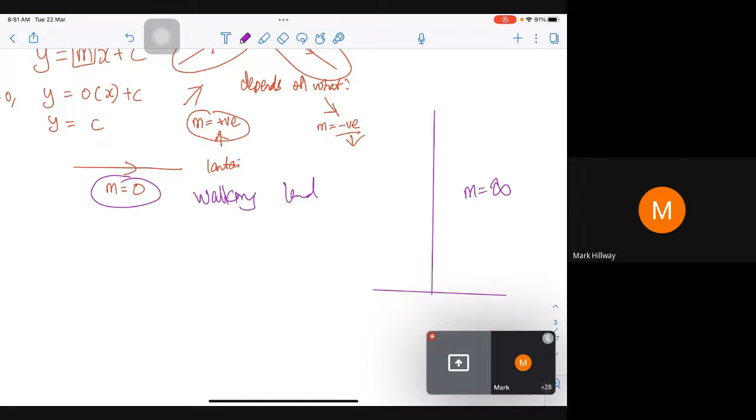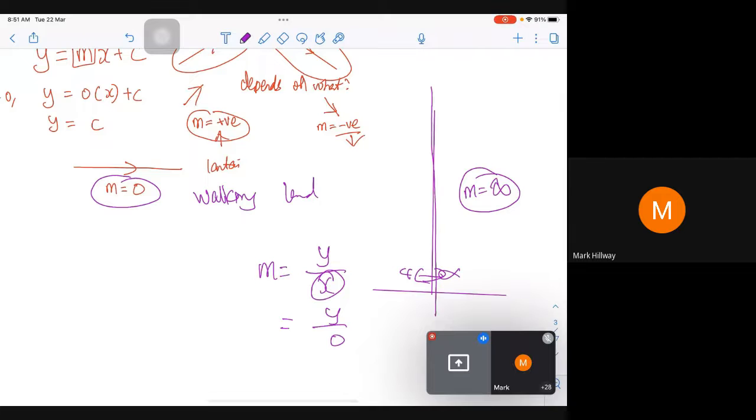So how we get the gradient is infinity is, okay, the gradient is the difference in y over the difference in x. When the difference in x is 0, that means nothing to subtract, no difference along the straight line, right?